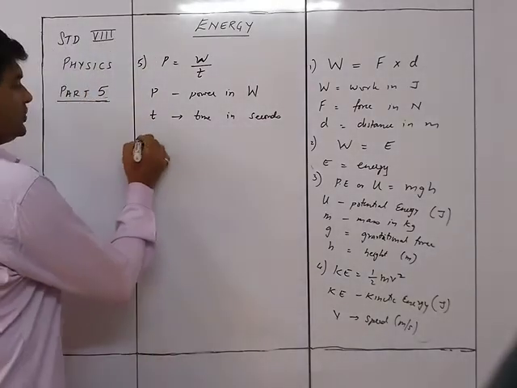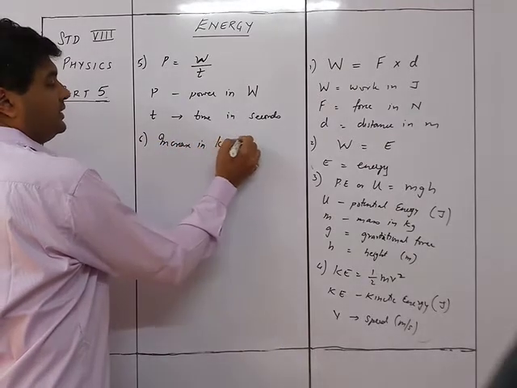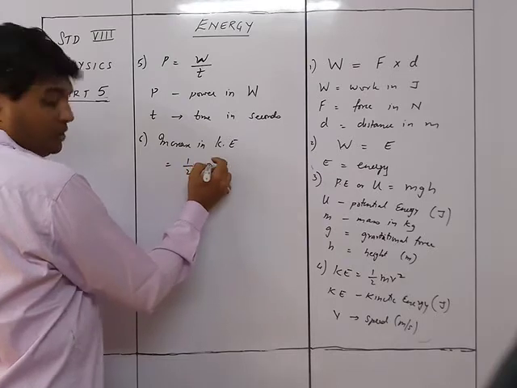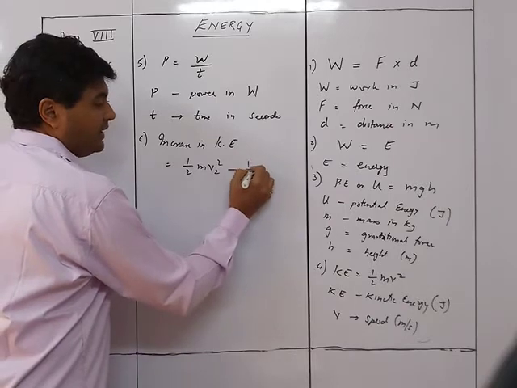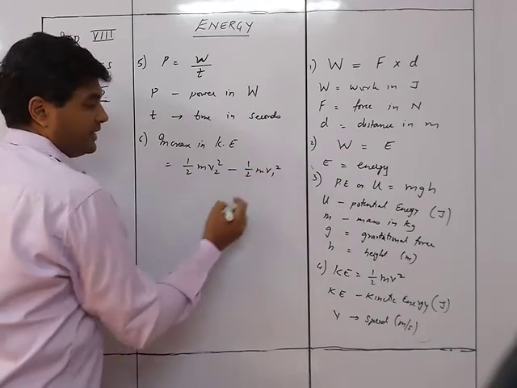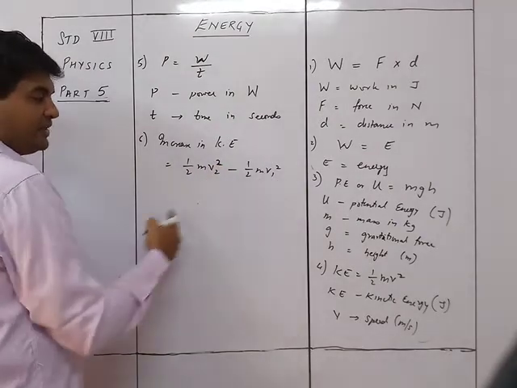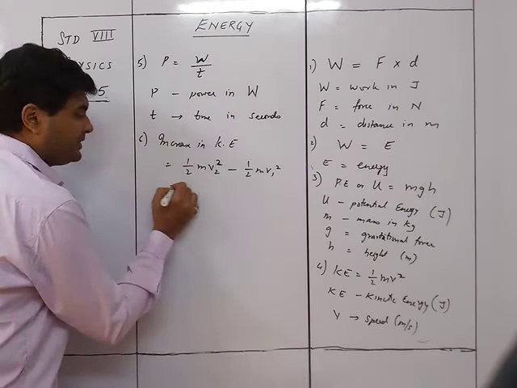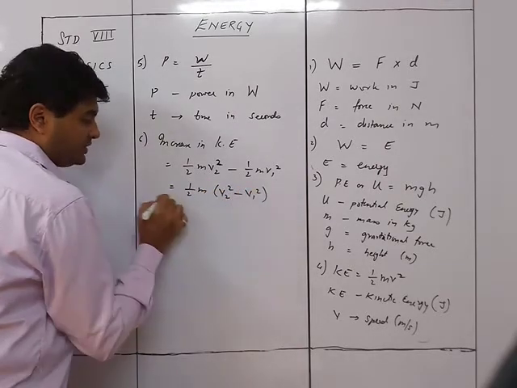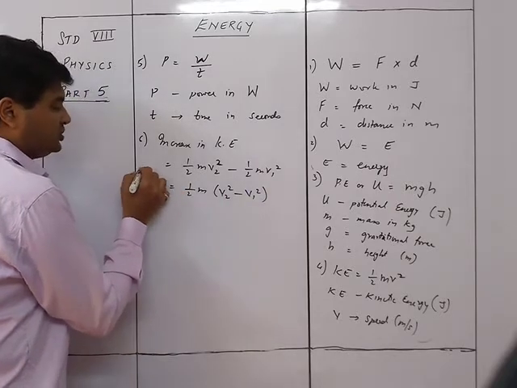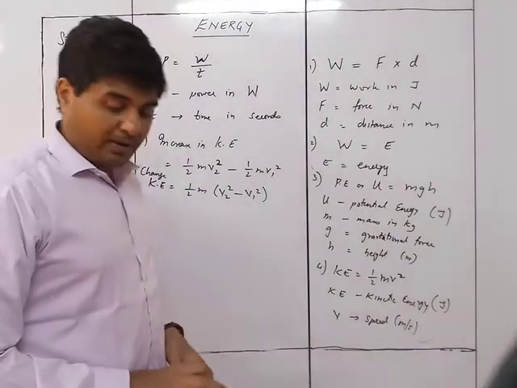And if you have got something related to increase in kinetic energy, we can say increase in kinetic energy is equal to half m v2 square minus half m v1 square. That is the final velocity and initial velocity. So we can make this half m bracket v2 square minus v1 square. This is the change in kinetic energy.